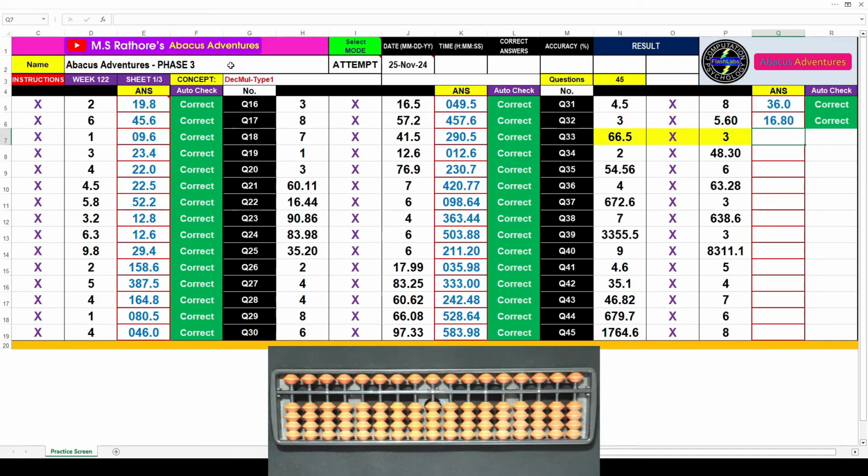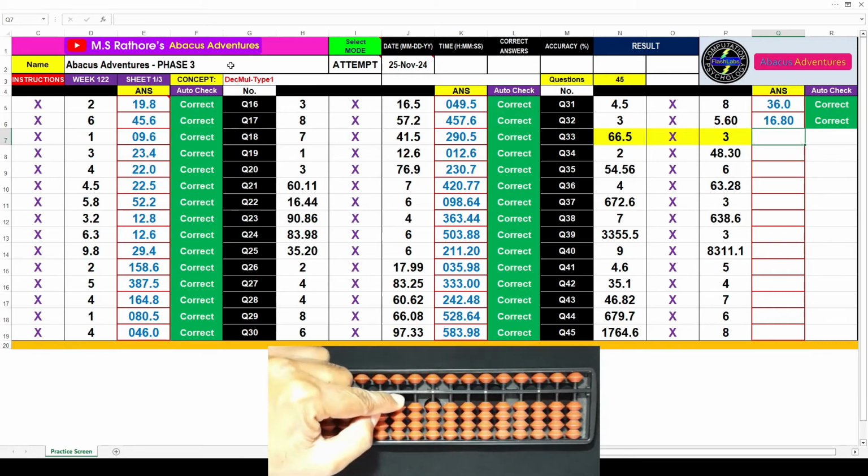Coming to question number 33, 66.5 multiplied by 3. Two digits in the multiplicand before the decimal point, one digit in the multiplier. So 2 and 1 makes 3. Let's place the left index finger on rod number 3. Now it is 3 multiplied by 665. From right to left, it is 3 multiplied by 665.